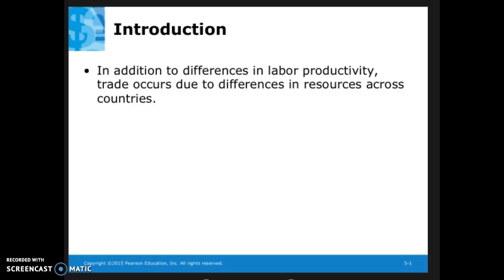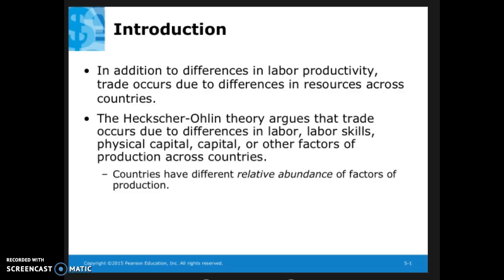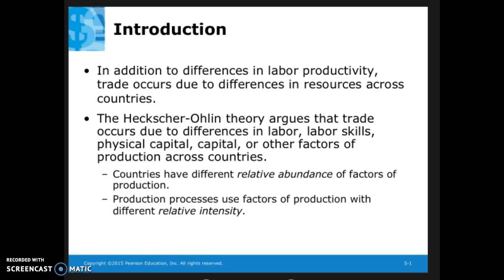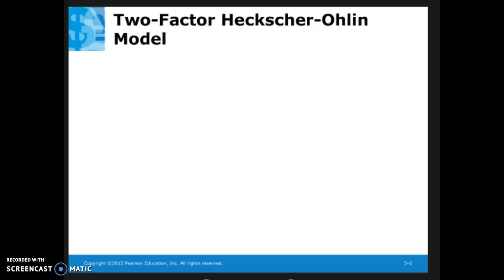In addition, past models that we've talked about have talked about differences in labor productivity, but there's also the difference in resources across countries. The Heckscher-Ohlin theory argues that trade occurs due to differences in labor skills, capital, physical capital, and other factors of production. So this assumes that countries have been endowed with a relative abundance of factors, and that production processes use factors of production with relative intensity. And these differ across countries.